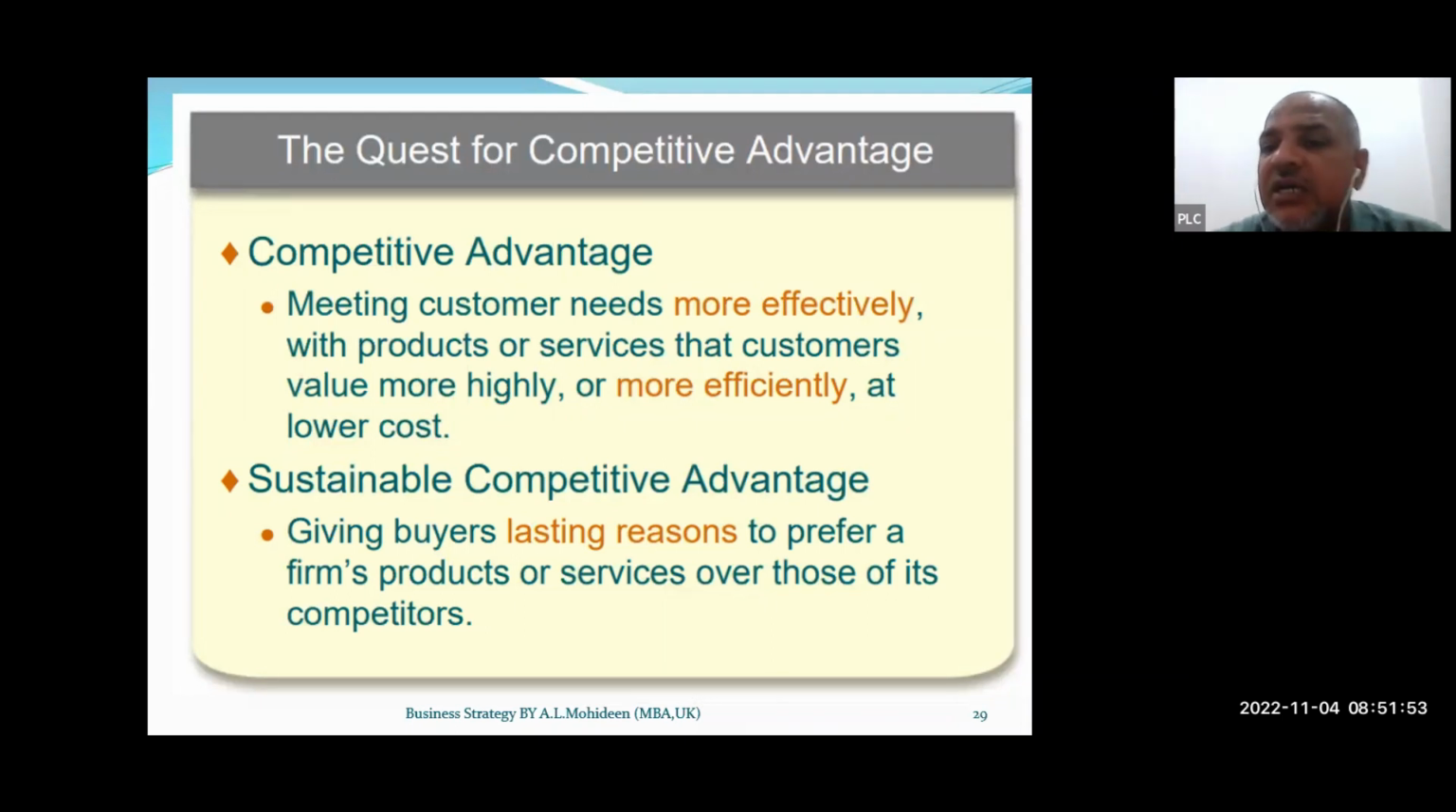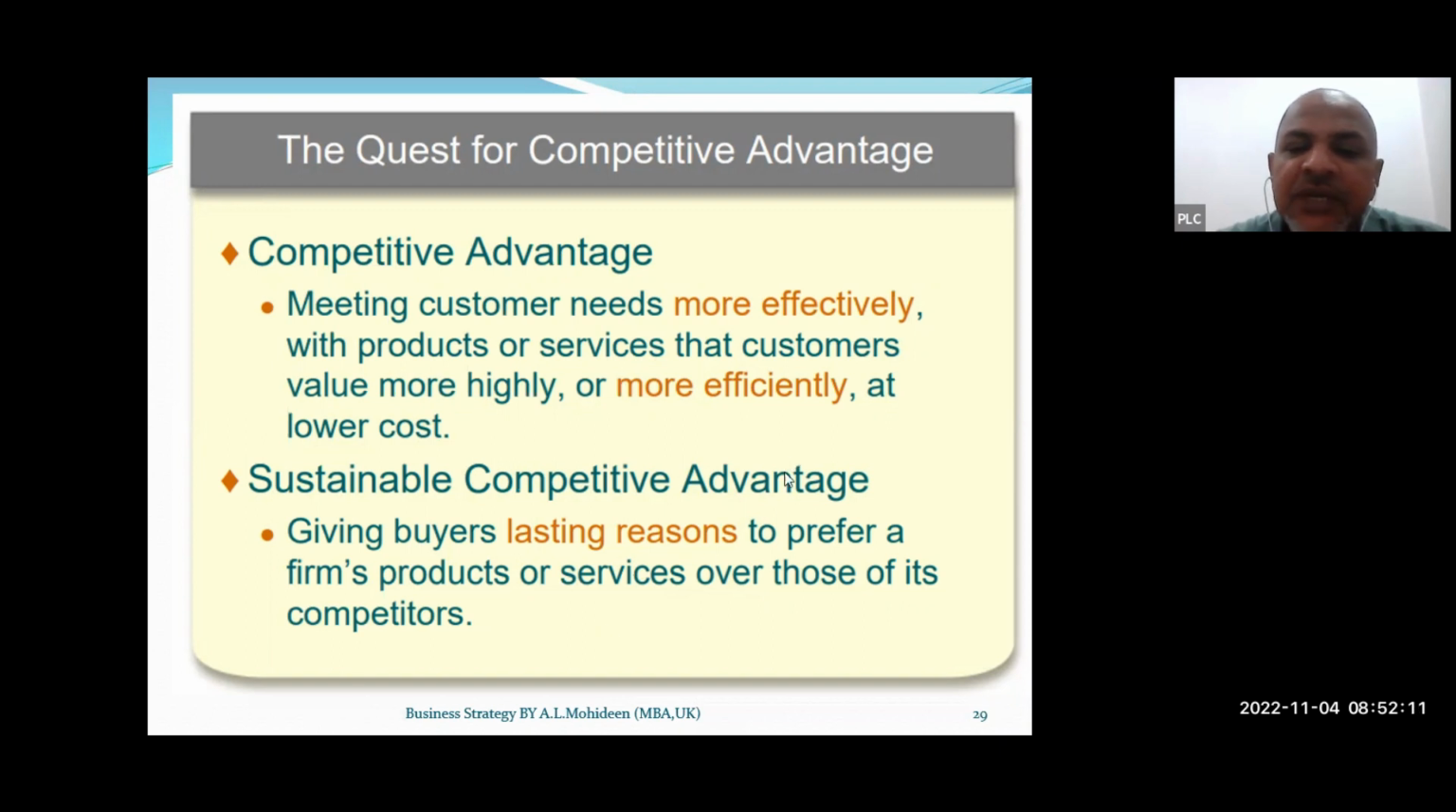So we want to create value for customers. Comparing with the competitors, we have to create more effectively or more efficiently. How can we make it more effective and efficient? So you have to think about it. We are going to lead in different ways we are achieving.